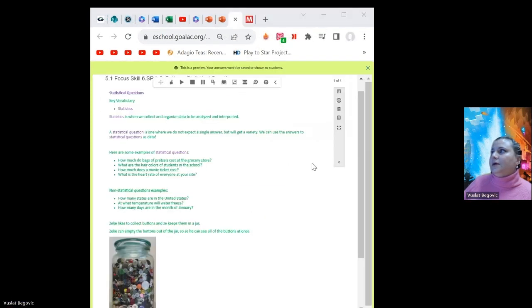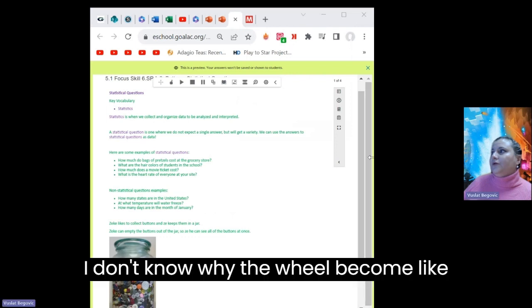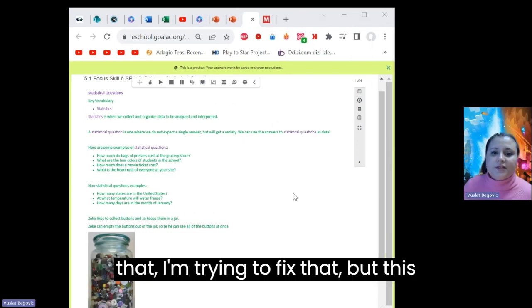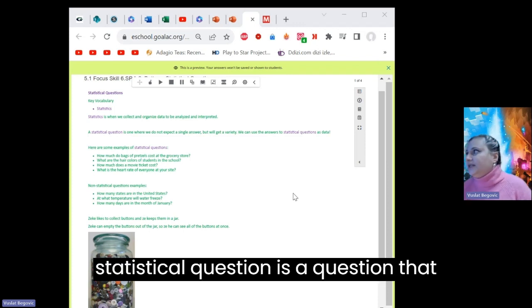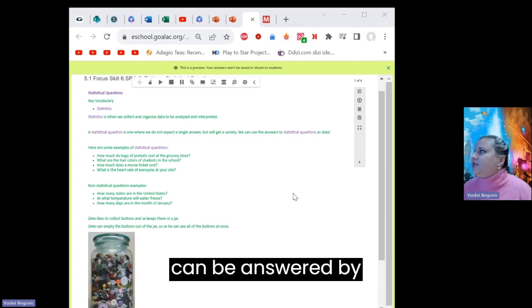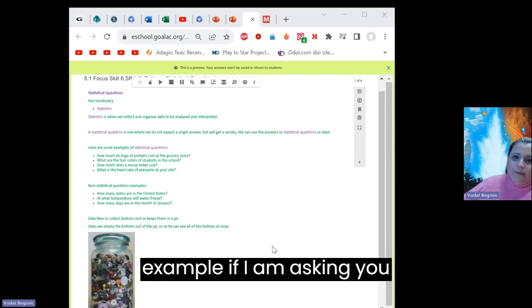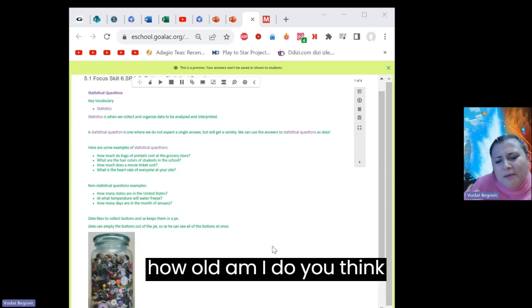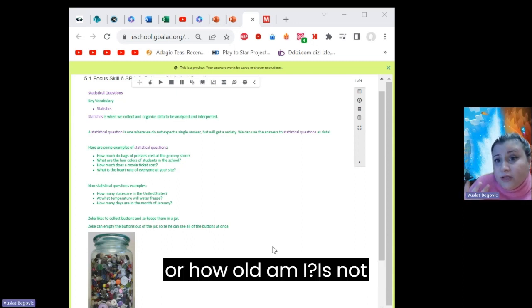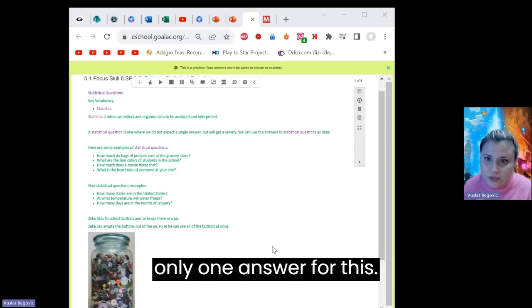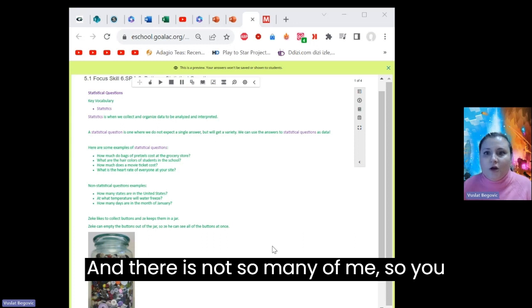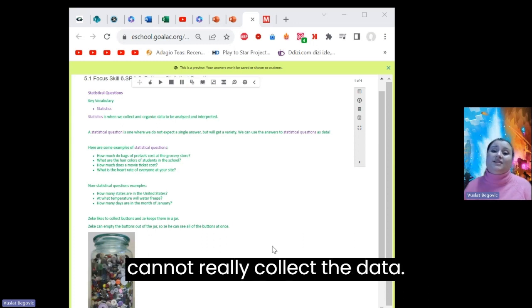I will have to extend this so that you can see. I don't know why the view became like that. I'm trying to fix that, but this is okay too. So a statistical question is a question that can be answered by collecting data. For example, if I'm asking you, how old am I, do you think? That is not a statistical question because I have only one answer for this. And there's not so many of me, so you cannot really collect the data.